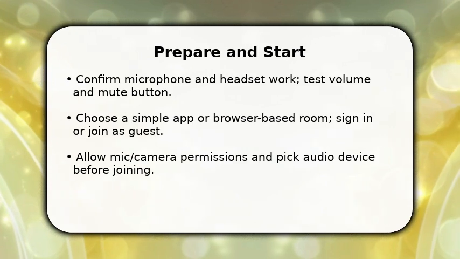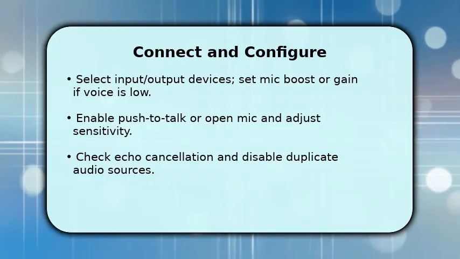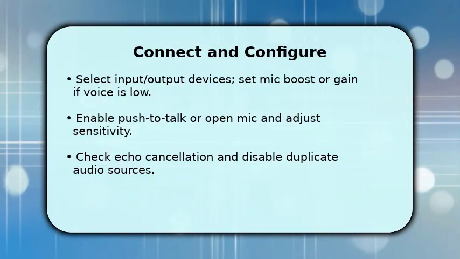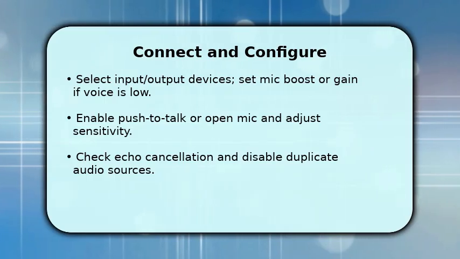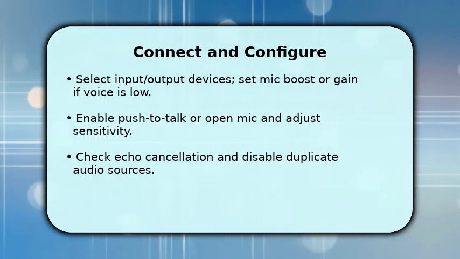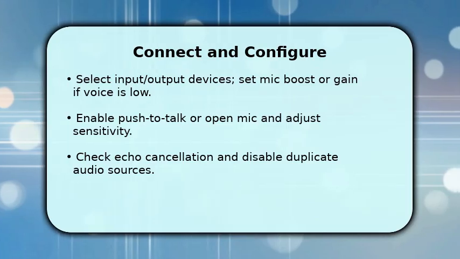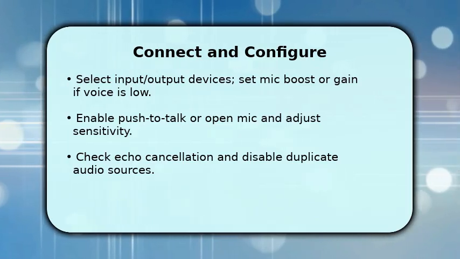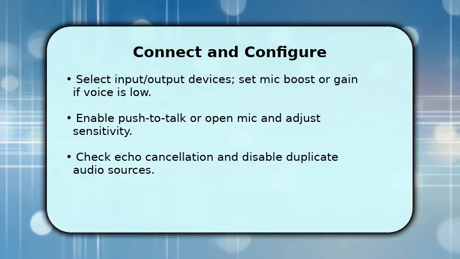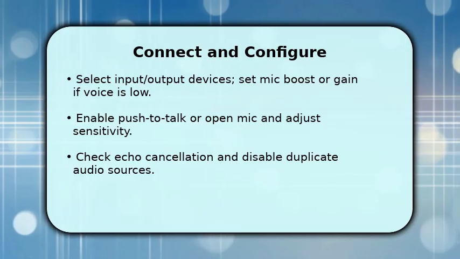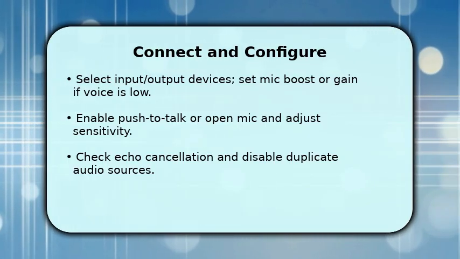Now connect to the voice channel and configure audio settings so conversations stay clear. You should pick the input and output devices and adjust gain or mic boost. This fixes quiet or distorted sound. Decide between push-to-talk for control or open mic for flow, and then tune sensitivity to avoid background noise triggering the mic. Make sure echo cancellation is on and that no duplicate audio source plays to prevent feedback. These middle steps stabilize the call for everyone.